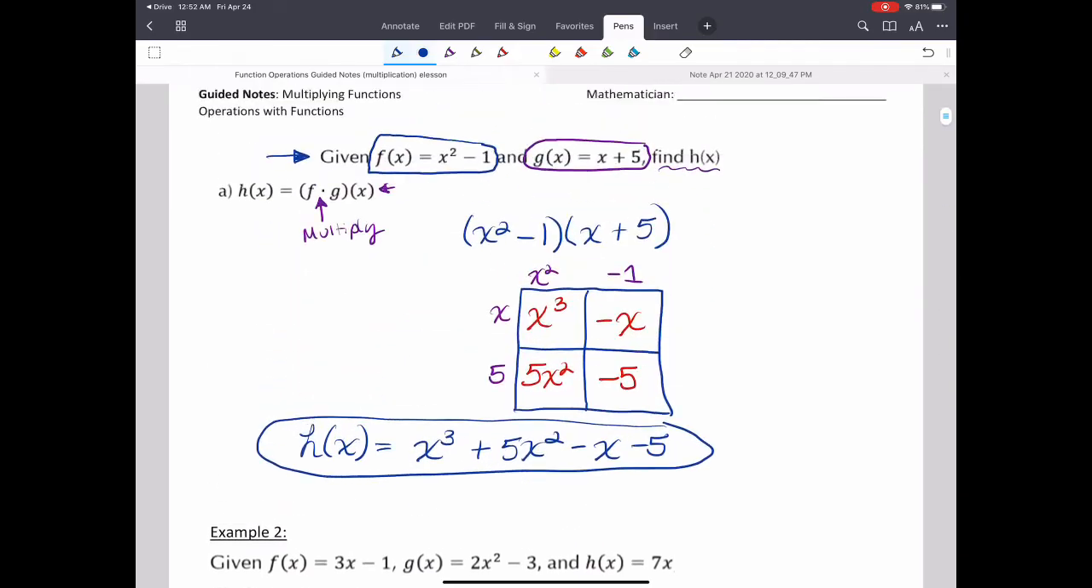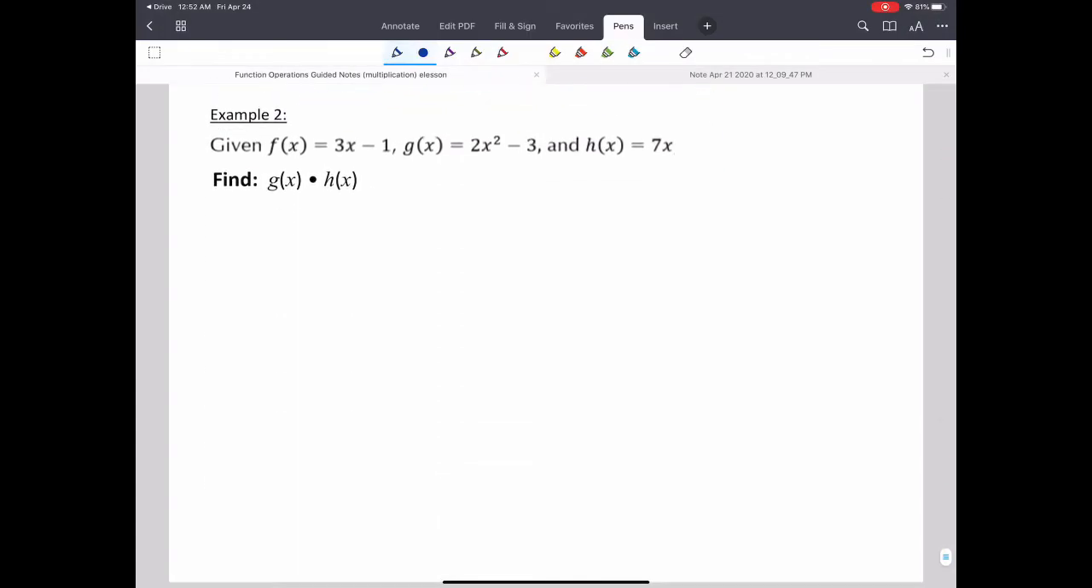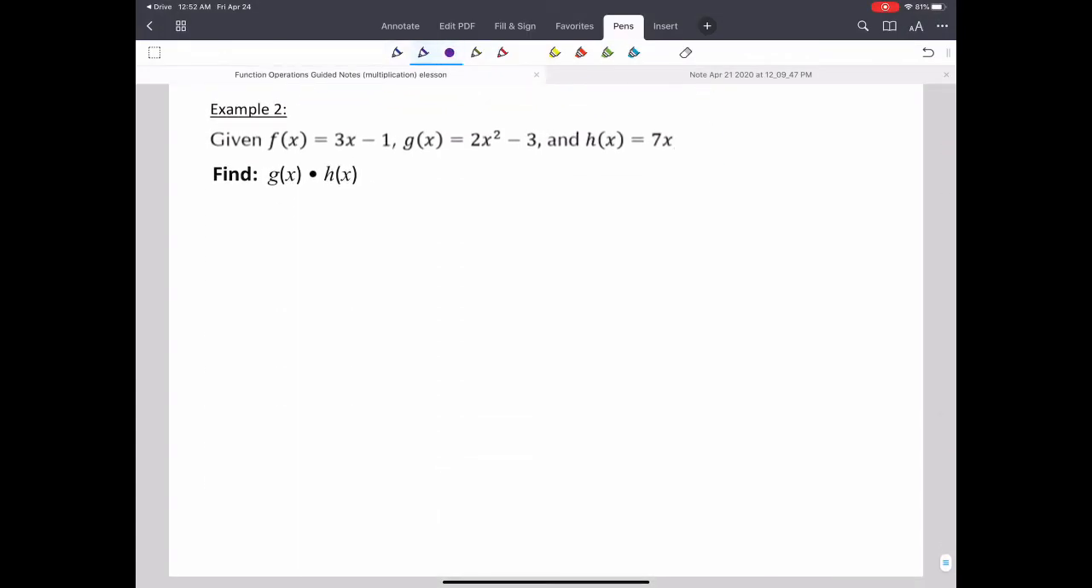These are pretty simple. All right, so the next one has some kind of extra information here, but we've got the f function right here, 3x minus 1. We have a g function. The g function is 2x squared minus 3.